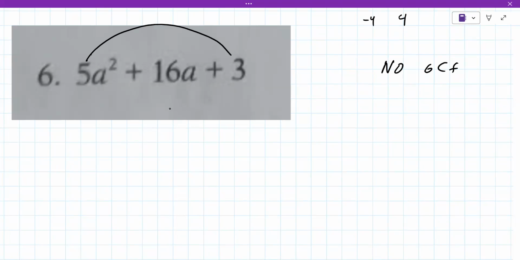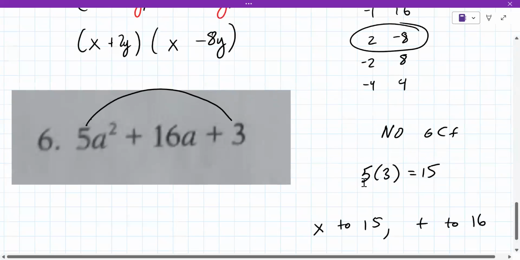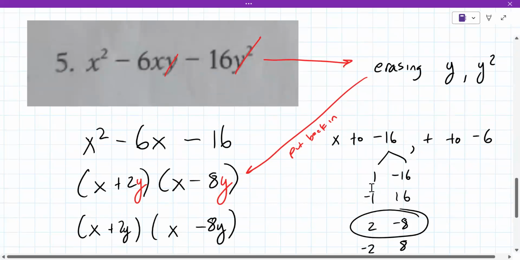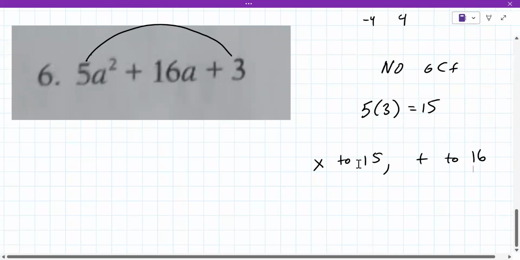There is though a path forward here, which is 5 times 3. 5 times 3 is 15. And now your goal is to find two numbers that multiply to 15, but add to 16. So what I recommend doing is just like I did here, create a list. This times this, this times this, 2 times 8, minus 4 times minus 4. Create your list of numbers that multiplies to 15, and one of them will add to 16.